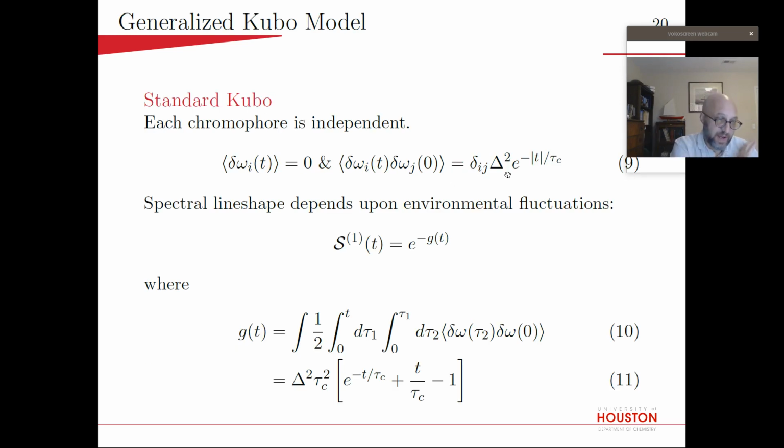So in the standard Kubo theory, each chromophore is independent of the other. We know how to do this. In 1962, Kubo told us how to do this. You imagine that the fluctuations are some sort of Gaussian noise, and I can write that interaction in terms of a strength and a time constant that describes the decay of the correlations, and I get a spectral line shape that depends upon the environmental fluctuations and so on and so forth. And this G term can be obtained very easily. This is the exact formula. And the different limits are, as we understand, if you have either a fast modulation or slow modulation, you have different limits of the Kubo theory.